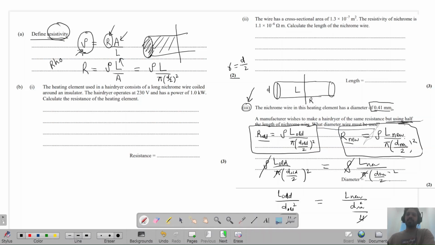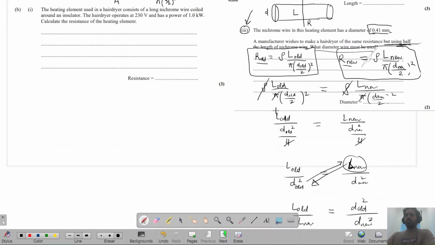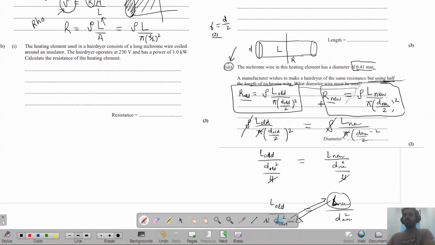So that's why resistivity will remain constant. But if I just cut the wire in half, changing the length without changing the cross-sectional area of the wire, the resistance will change. In this question, the resistance didn't change because we also changed the diameter of the wire. So we changed the length, but at the same time we changed the area of the wire. We changed them in such a way that the resistance remains constant, right?